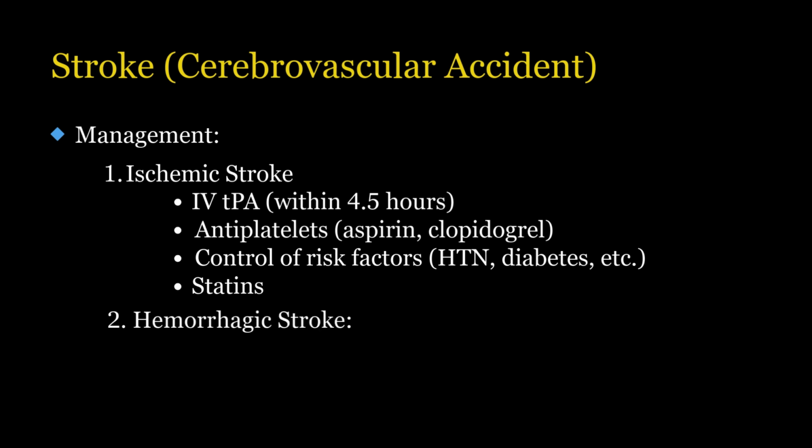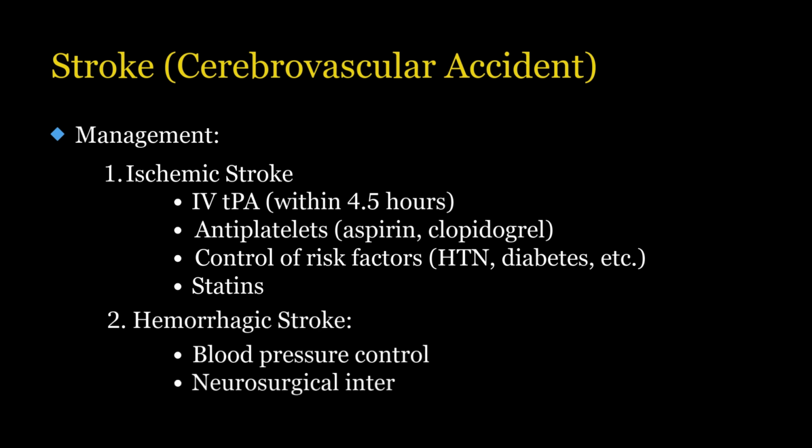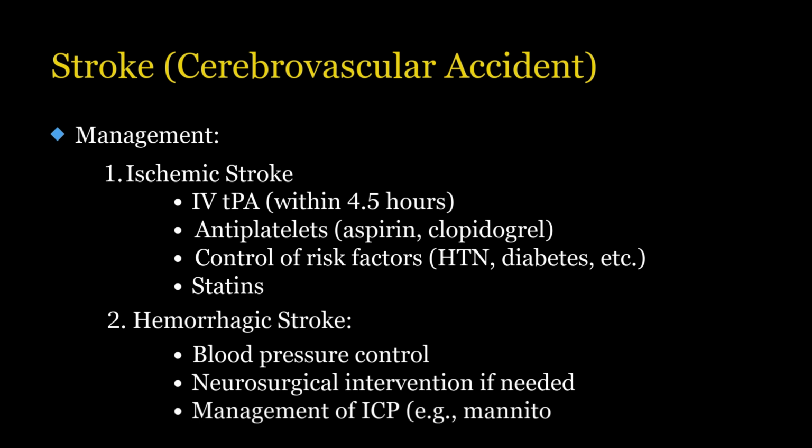In hemorrhagic stroke, the primary goals are controlling blood pressure to prevent further bleeding and considering neurosurgical interventions when necessary. Managing increased intracranial pressure with agents like mannitol may also be required to protect brain tissue.